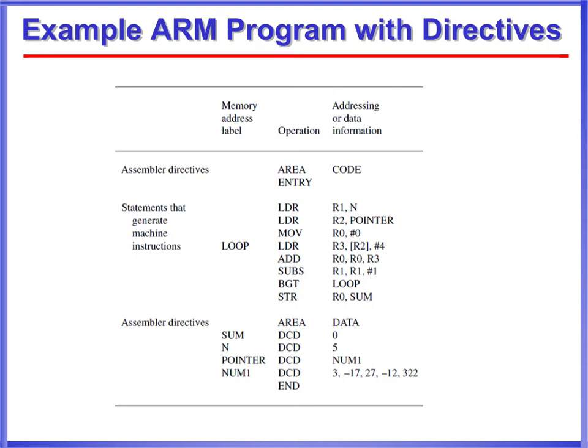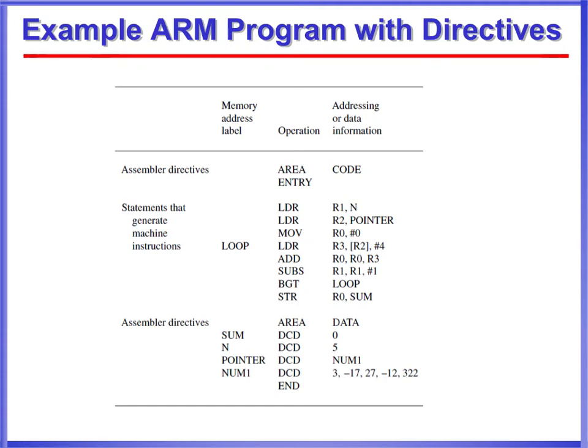And I said that because there is no num2, num3, num4. Those labels don't exist in our program. We put num1 into pointer, right? And then that gets put into R2, so R2 then gets incremented later on, and we're going to see how that works in a second. Don't worry about this just yet. Okay, so those are just examples of assembler directives.